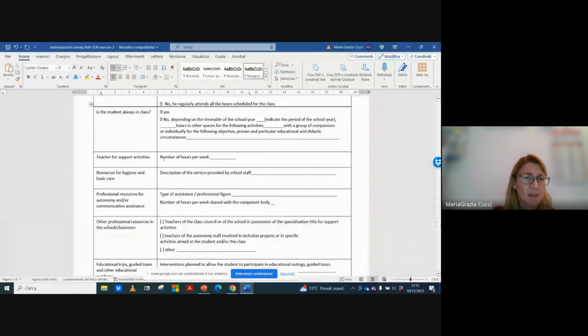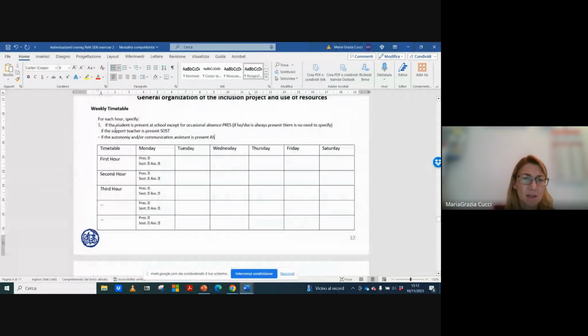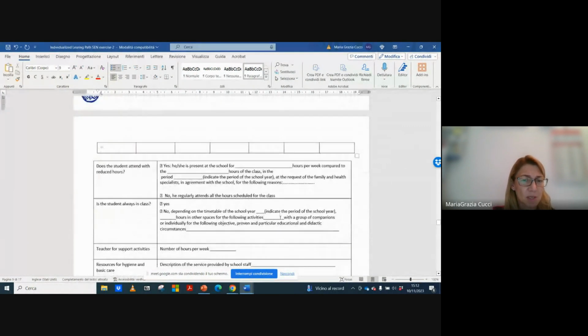Teacher for support activities. For instance, we can have a teacher for support activities, I don't know, 5 years, 8 years per week. Of course, this teacher will be present also only in specific timing. This is the reason why it is important to complete this first part of the timetable.